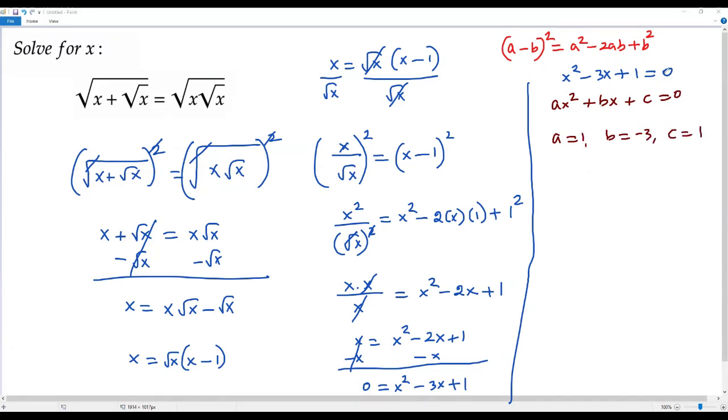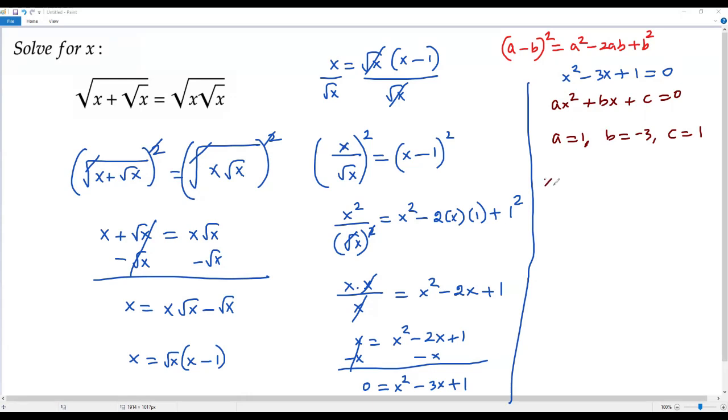Okay, so immediately I compare the standard form of the quadratic equation to ax square positive bx positive c, because I want to get the values of a, b, and c. The reason is this quadratic equation cannot be solved by factoring. So I have to use the quadratic formula to solve this quadratic equation. That's why I just compared the quadratic equation over here with ax square positive bx positive c equals 0 to get the values of a, b, and c. I got a is equal to 1, b is equal to negative 3, and c is equal to 1.